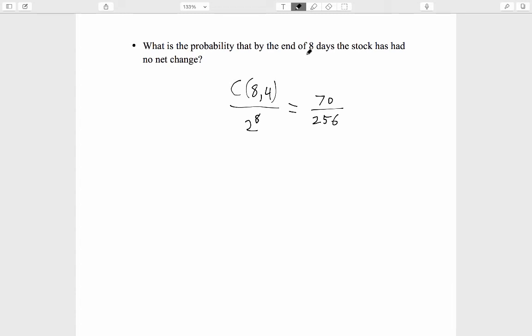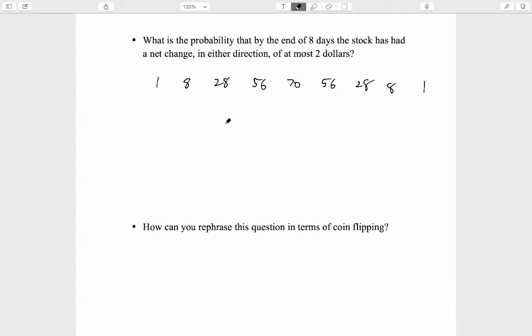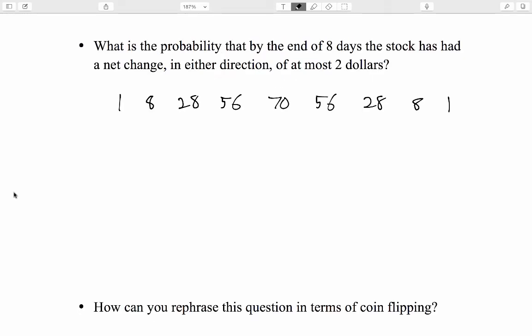What is the probability that by the end of 8 days the stock has had a net change in either direction of at most $2? This is another one of those questions where we have to stop and think a little bit. Here it is a good idea to write out all of row 8 of Pascal's triangle to help us sort out exactly which outcomes are really in this event. I encourage you to pause the video at this point and try to do this one on your own.